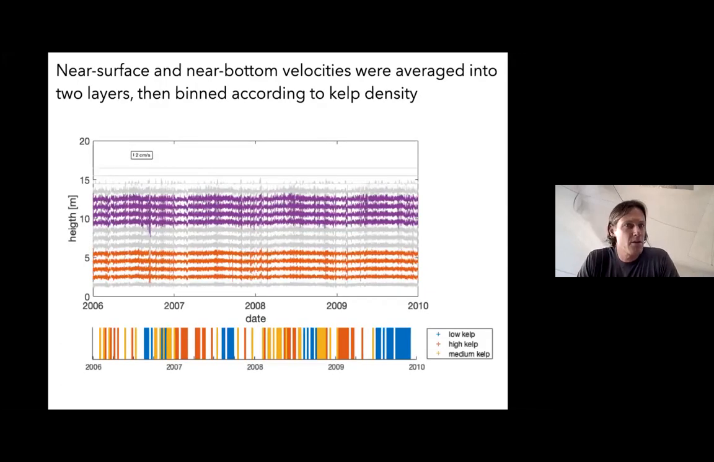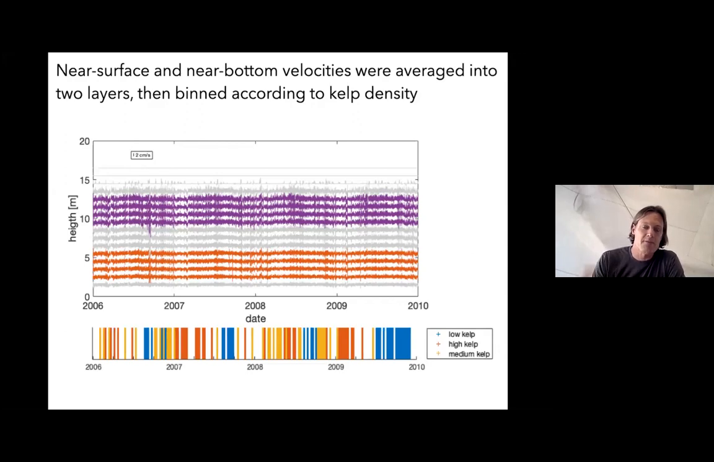Next, O'Reilly took the near surface and near bottom velocities and averaged them into two layers, shown here as a surface layer in purple and a near bottom layer in red. And then these were binned, or extracted, according to kelp density. You can see the different colors there for low in blue, medium in yellow, and high in red. So we now have three different bins that we're putting observations into.